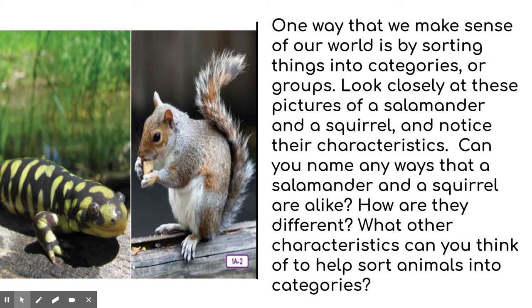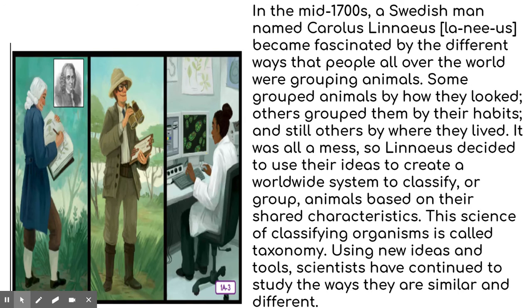In the mid 1700s, a Swedish man named Carolus Linnaeus became fascinated by the different ways that people all over the world were grouping animals.